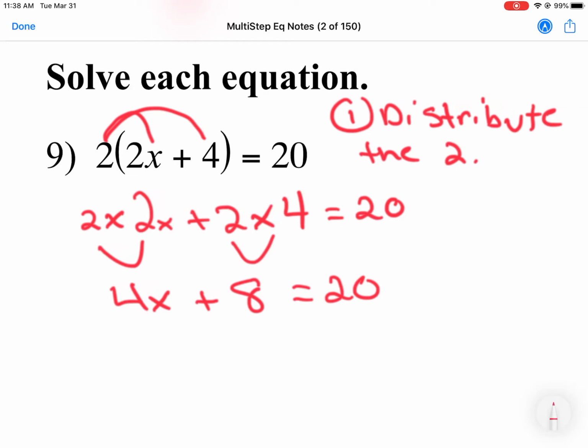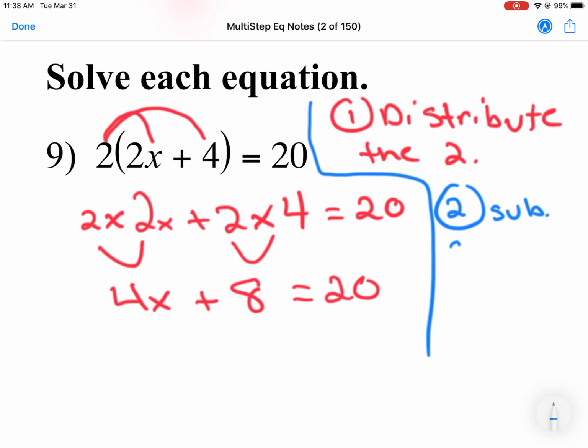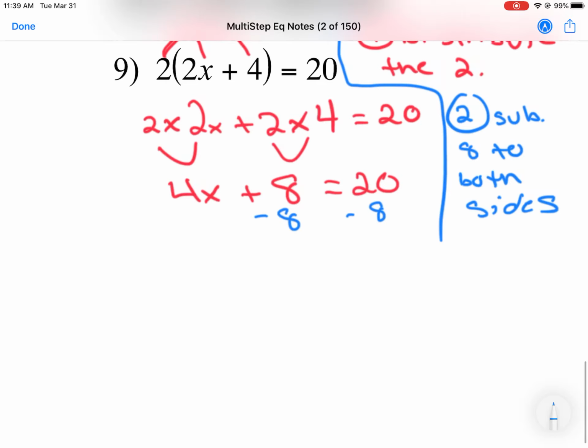Now we're back to a 2-step equation. So all we did so far was we just distributed our 2. So now let me mix up these colors so you know what's going on here. So step 2 now. So step 2 we distributed. Step 2 is going to be subtract 8 to both sides. So let's do that because I want to get this x by itself. Subtract 8 to both sides.